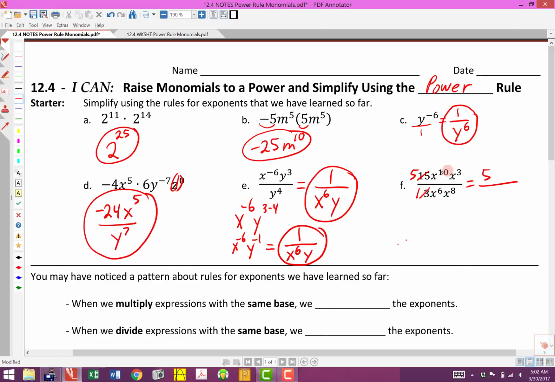6 on the bottom, 10 on the top. The 6s are going to cancel. There's 4 left, so that would be x to the 4th. 3 on the top, these are x's also. 3 on the top, 8 on the bottom. The 3s are going to cancel, so that means there's 5 left.